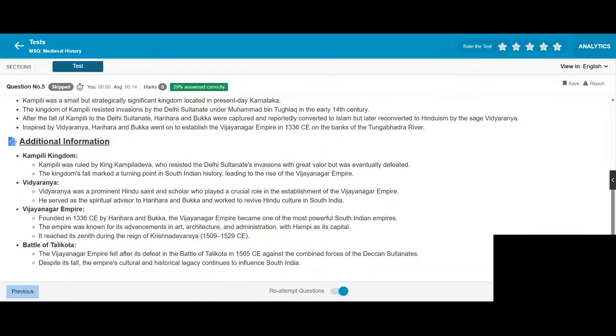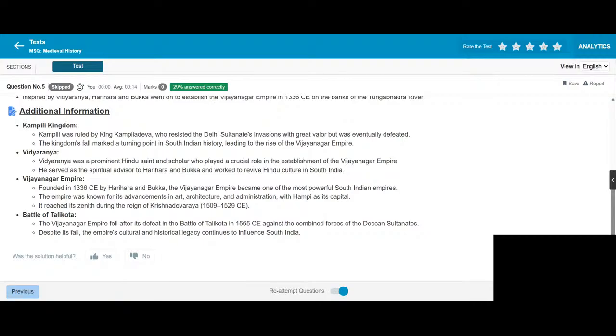Kampili Kingdom. Kampili was ruled by King Kampili Deva, who resisted the Delhi Sultanate invasion with great valor but was eventually defeated. The kingdom's fall marked a turning point in South Indian history, leading to the rise of the Vijayanagar Empire.